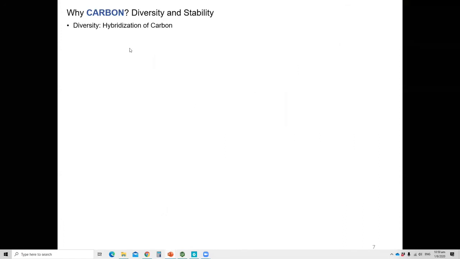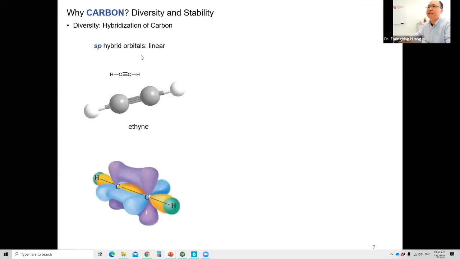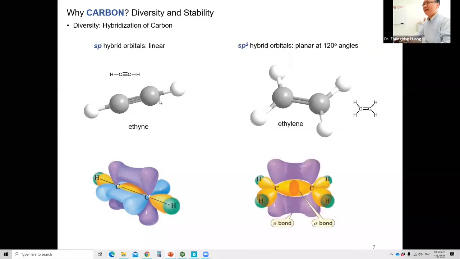Then there's a concept you probably already learned, hybridization. Not only does carbon share bonds with different elements and share more bonds, it can also change into different hybridization states, giving you different bonding status. For example, sp hybrid orbitals give you the carbon-carbon triple bond, so now you have alkynes. And sp2 hybridized orbitals give you ethylene.